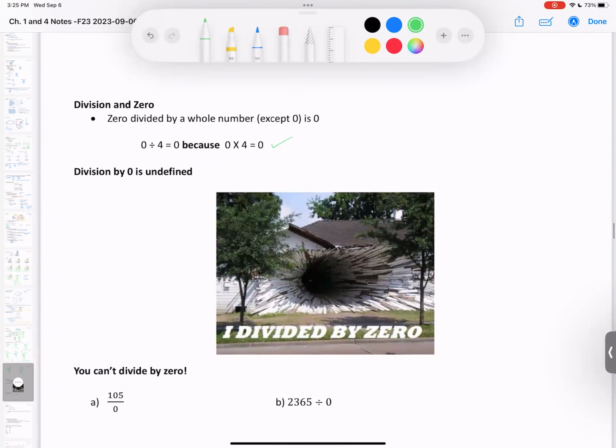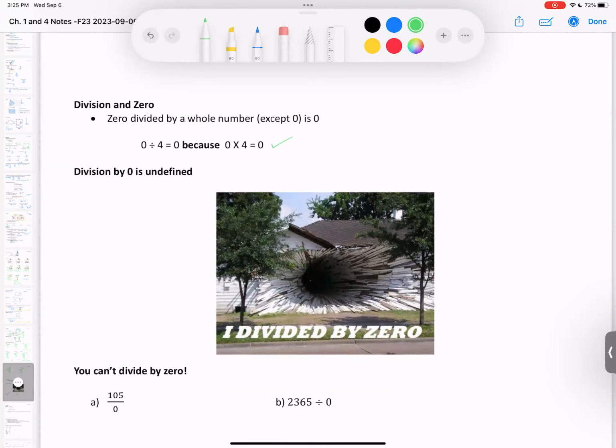However, what if you try to divide by 0? So what if you had, for instance, 4 divided by 0? Well, the whole world explodes. So this is an example here. Your house is going to implode. Bad things are going to happen. You cannot divide by 0.